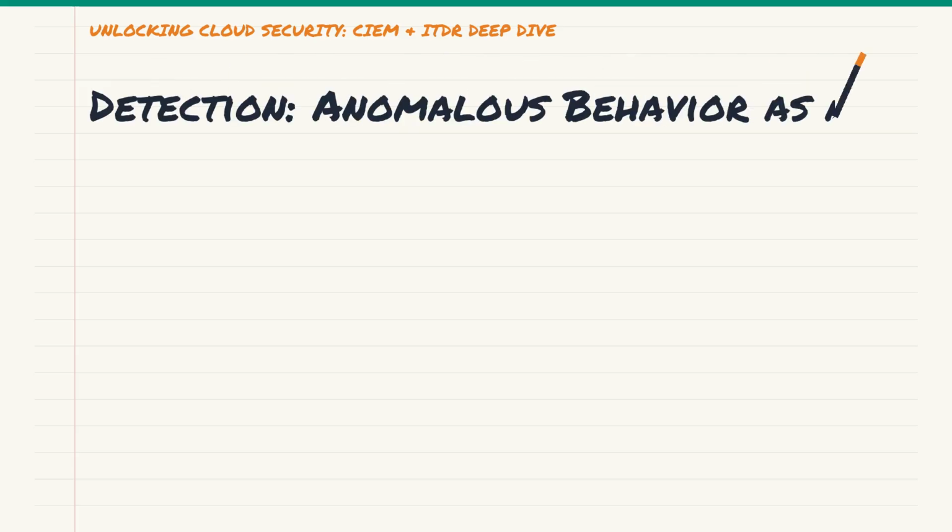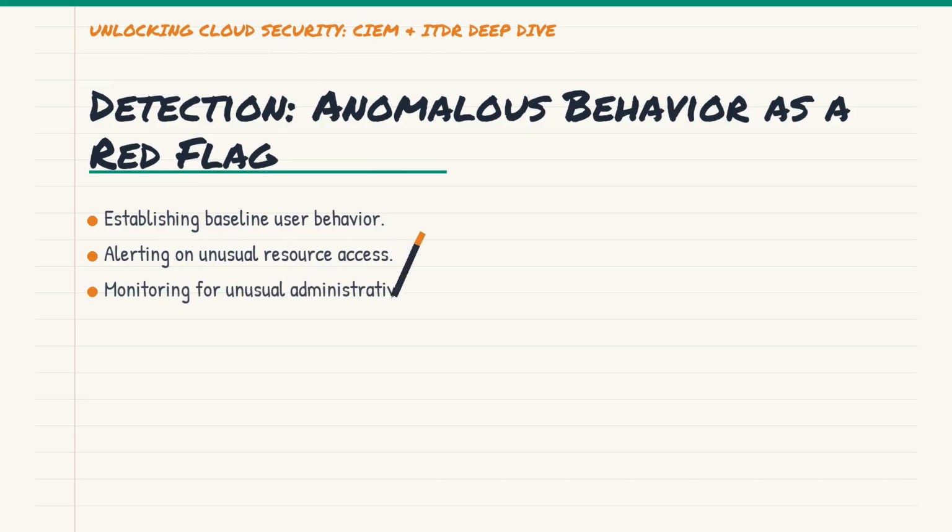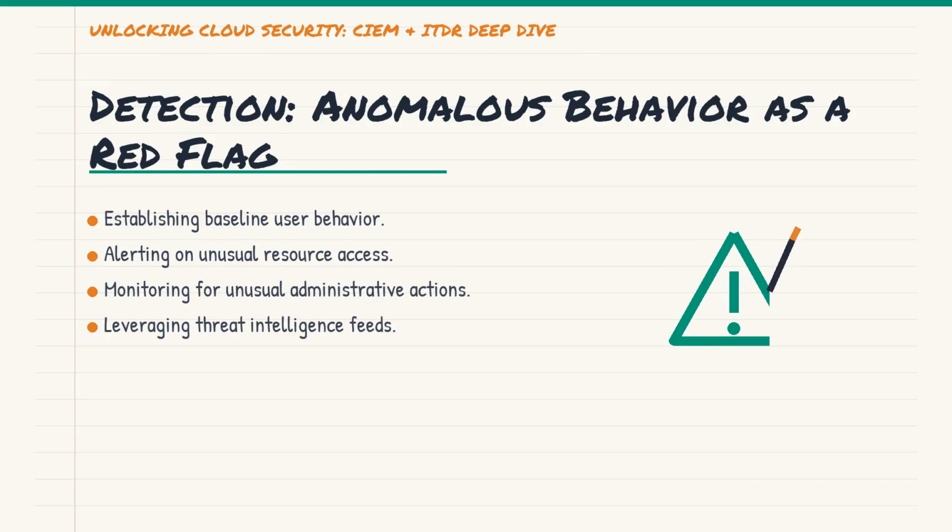Detecting an attack in progress often boils down to identifying anomalous behavior. If a user account that typically accesses only internal HR systems suddenly tries to access sensitive financial data, or if an account starts performing administrative actions it's never done before, those are huge red flags. ITDR solutions are built to establish baselines for normal user and system behavior and alert when deviations occur.